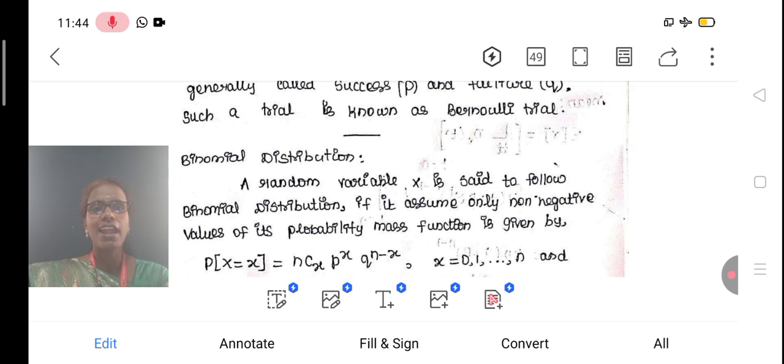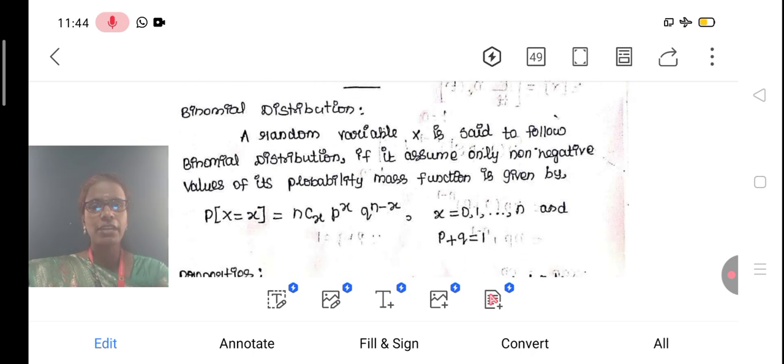The next thing is we are going to see the definition of binomial. When we say a random variable has a binomial distribution, under certain conditions we have the probability mass function P(X = x) = nCx p^x q^(n-x), where x goes from 0 to n and p + q = 1.